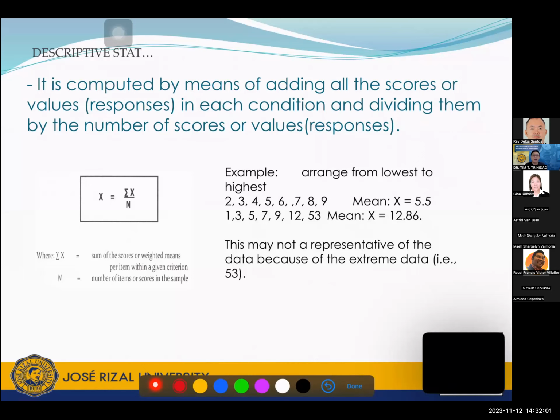Sige, open a calculator. 2, 3, 4, 5, 6, 7, 8, 9. What's the mean? Anyone? Paunahan. 5.5. How did you do that, Doc Mark? Bale, i-add mo lang lahat, 2 plus 3 plus 4 plus 5 and so on, divided by the number of data, which is 8. So that is the mean. So simple lang. So let's proceed to the median.